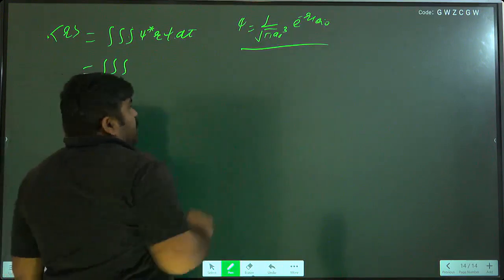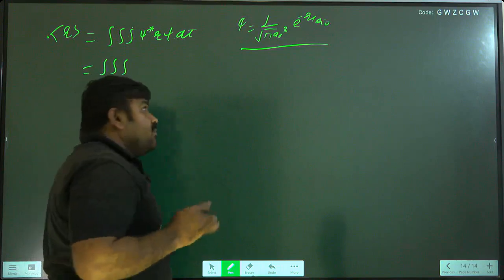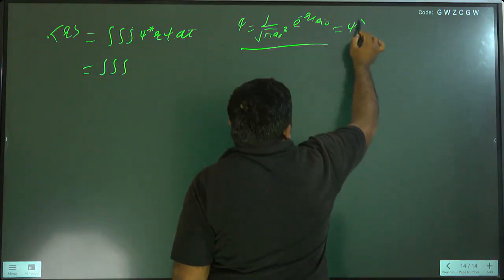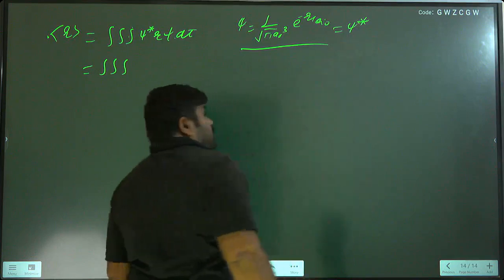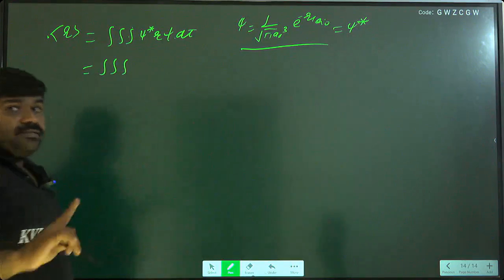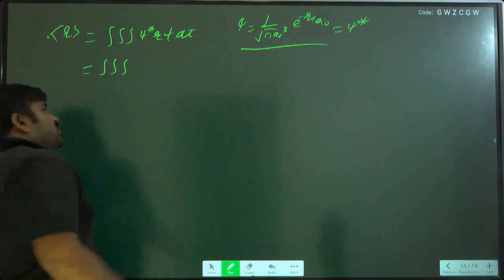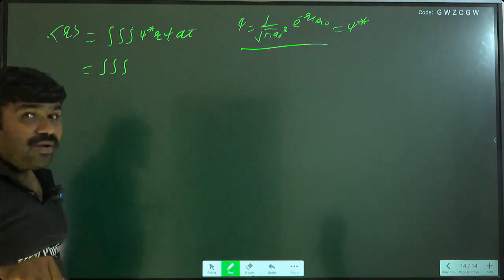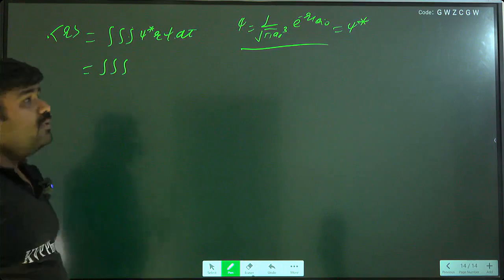But this one is a real. कहीं भी i नहीं दिखाई दे रहा, मतलब this is a real function. Function is real, then psi and psi star both are same. Suppose here is an imaginary part, then psi and psi star will be different. Suppose function is like that, psi is equal to 1 upon root pi a naught cube e to the power minus i r upon a naught. This is imaginary. At that time, what is the psi star?